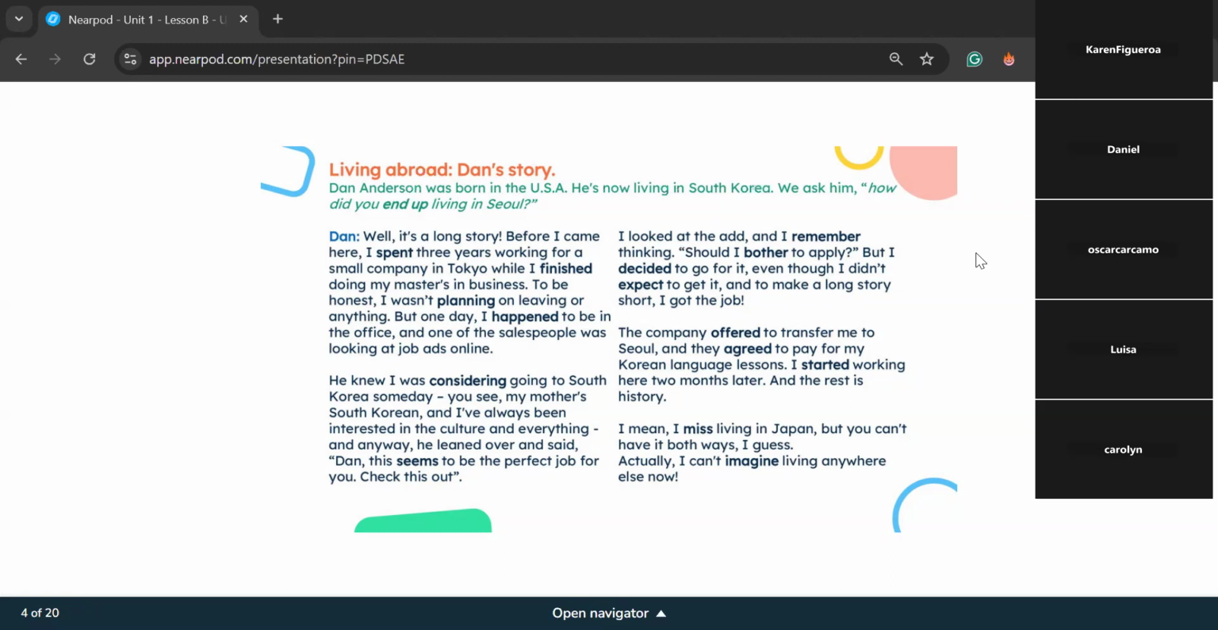I looked at the app. I don't remember thinking, shall I bother to apply? apply? But I decided to go for it. Even though I did expect to get it, and to make a long story short, I got the job.